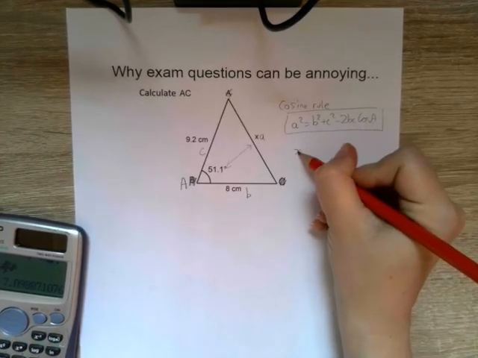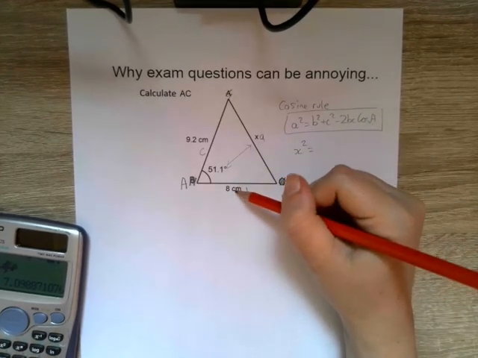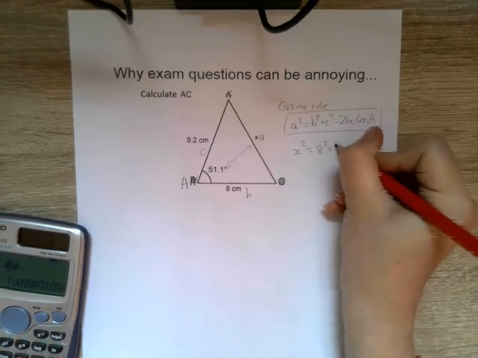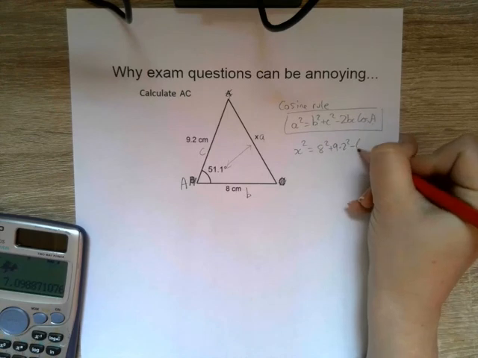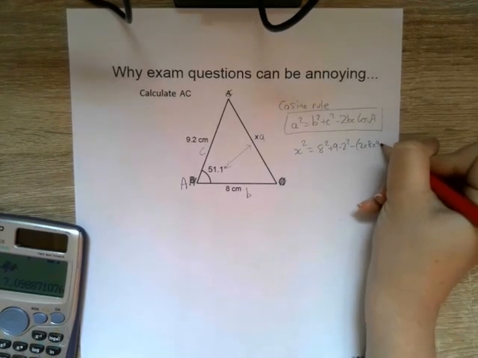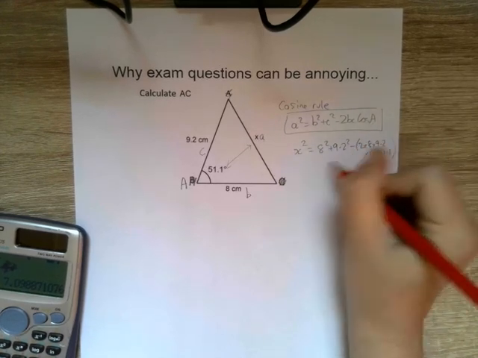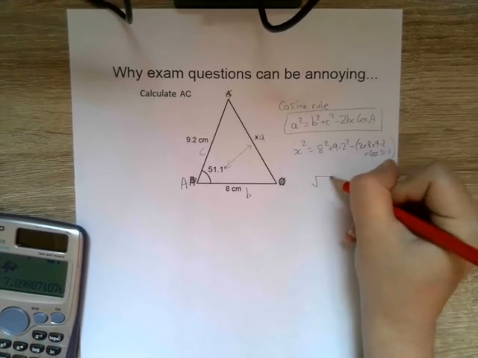So a squared is x squared. It's going to be 8 squared plus 9.2 squared minus 2 times b times c, so 2 times 8 times 9.2 times cos 51.1. So you'd work that out and then again square root your answer.